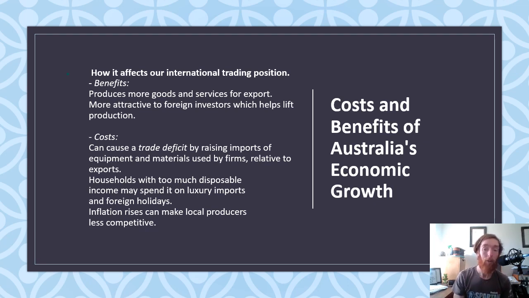And if we have too much growth in Australia, or we're not keeping up with demand, and it leads to shortages, inflation can make local producers less competitive. If prices are increasing because of shortages in Australia, it can mean that our prices are increasing too fast compared to overseas countries, and then our goods and services get less competitive and we can't export as much overall.